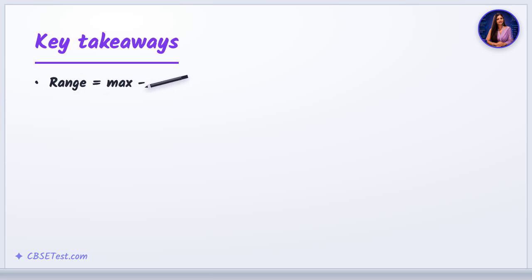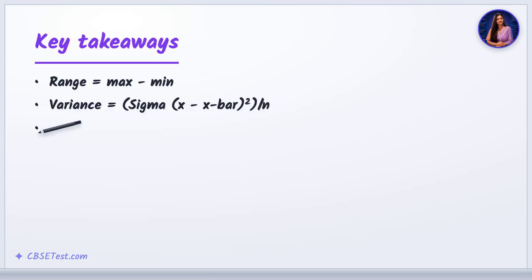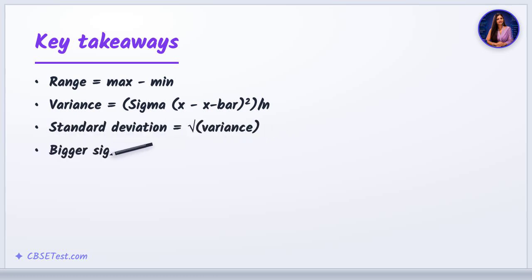To recap, dispersion measures spread. The range is the simplest. Variance averages squared deviations, and the standard deviation is its square root in the data's own units.